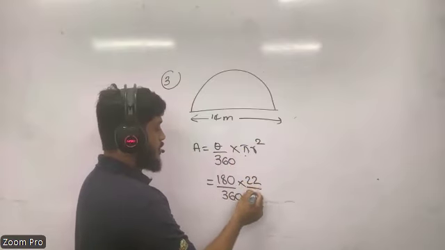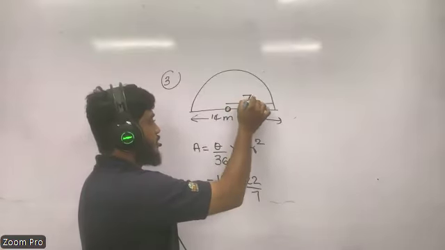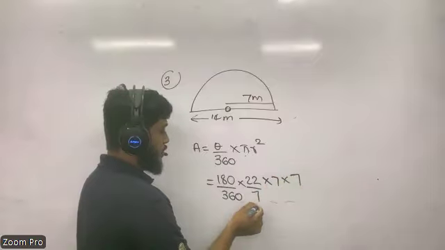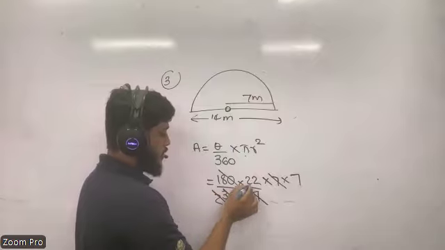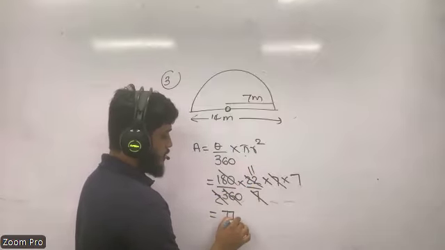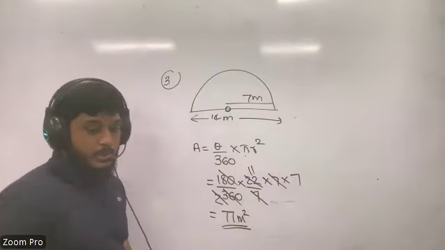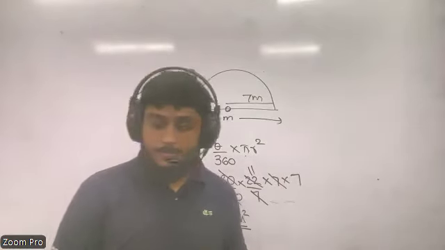22 over 7. What is the radius now? From here to here, 14 meter. Radius is from here to here, then 7 meters. Radius is 7. How many times we should write 7? 2 times. 180 and 360, 2. 7 and 7. 2 and 22, 11. 11 into 7 is how much? 77. Here meter squared. Very important about the units. Clear? Very good, excellent.